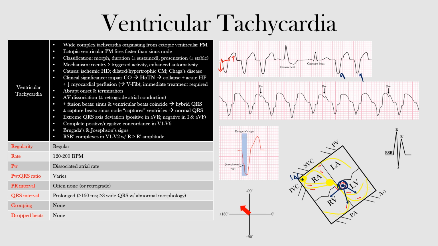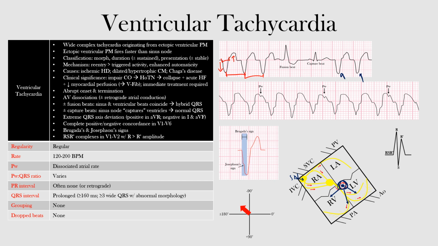Okay, so they're discordant. All right, so that's something we'll see. It'll be regular, so our intervals between our complexes will be the same. Okay, so again, rapid, regular, wide, bizarre QRS complexes with the T waves going in the opposite direction of the main deflection of the QRS.